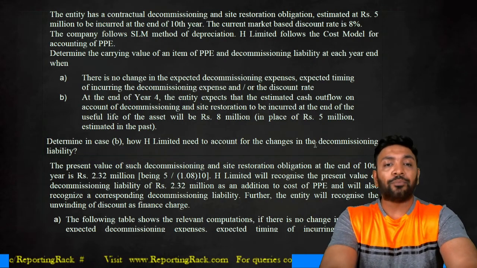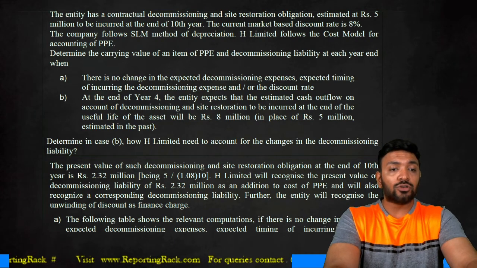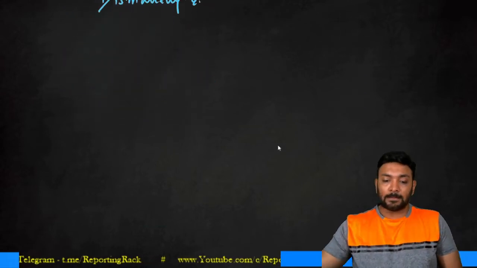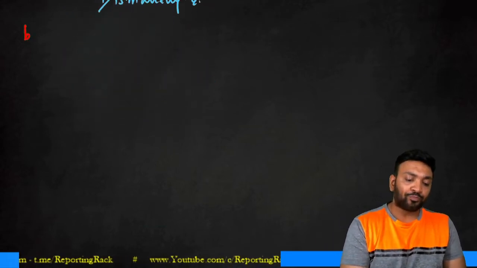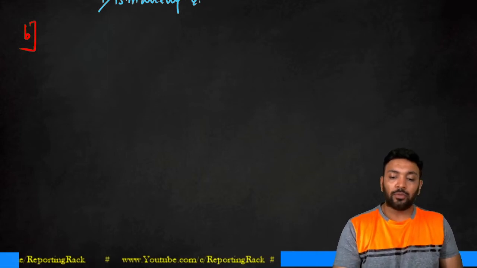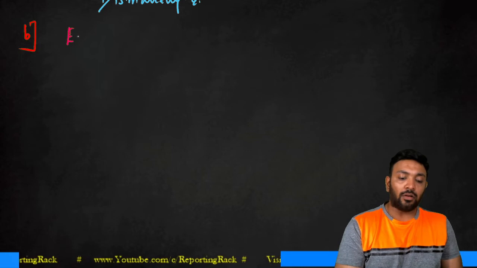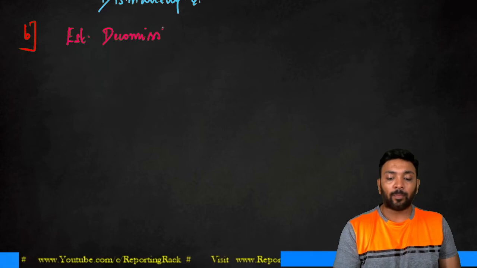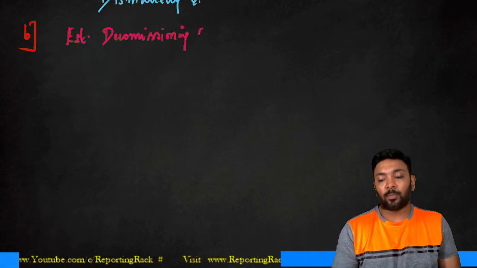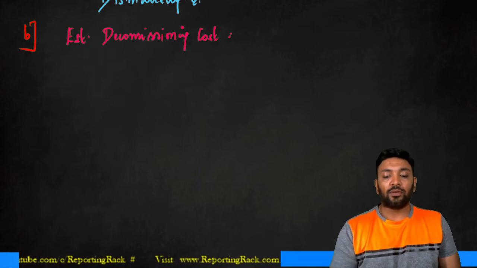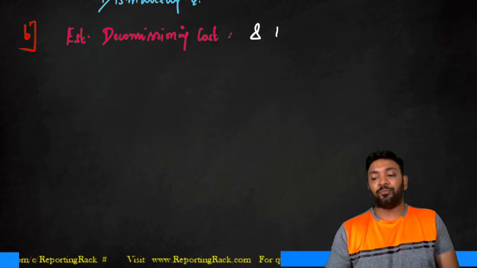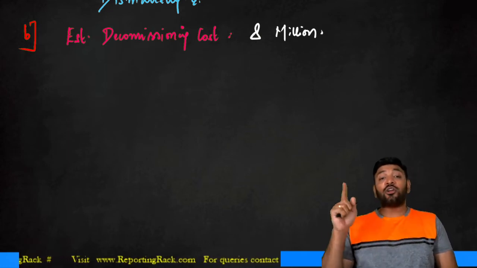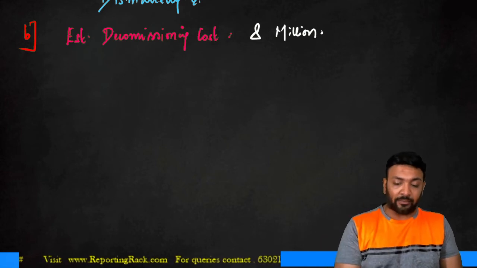Then how do I calculate? When is it at the end of year 4? Let's try. Part B. Estimated decommissioning cost is equal to 8 million. When is this? At the end of year 4. When are you going to incur the expense? At the end of year 10.